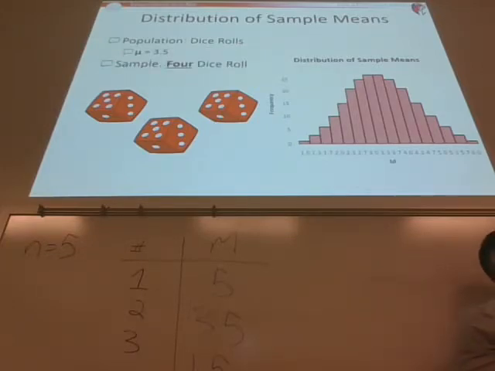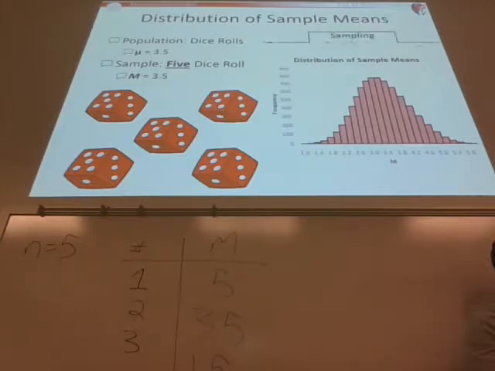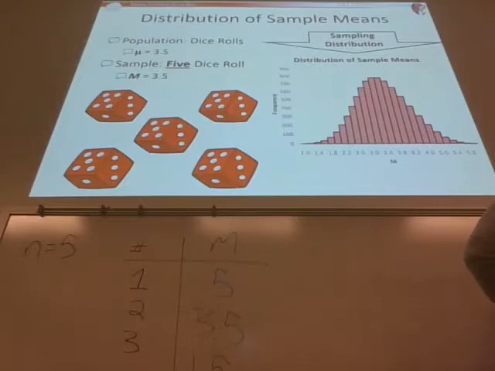All right, and we'll just keep this going a couple more times. We got 4 dice rolls. Once again, same mean for your distribution of sample means, plotted here. And then finally, for 5 dice rolls, we have the same mean for our distribution of sample means. And we have our sampling distribution, our distribution of sample means, and once again, it looks like this for 5 dice rolls. Starting to look a little familiar. Starting to look like that normal curve that we've seen previously.